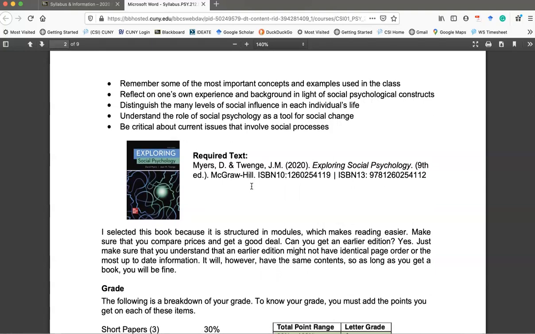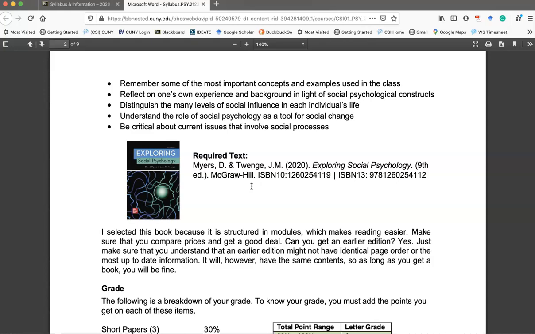Reflect on one's own experience and background in light of social psychology, psychological constructs. Distinguish the many levels of social influence in each individual's life. Understand the role of social psychology as a tool for social change. Be critical about current issues that involve social processes.